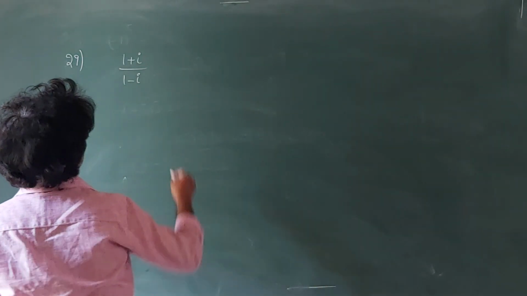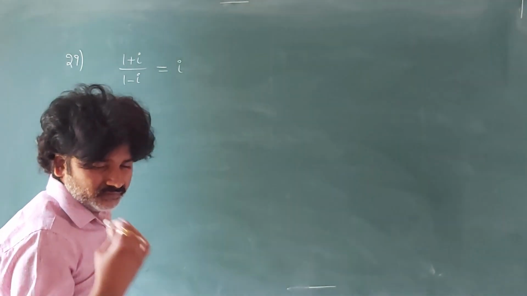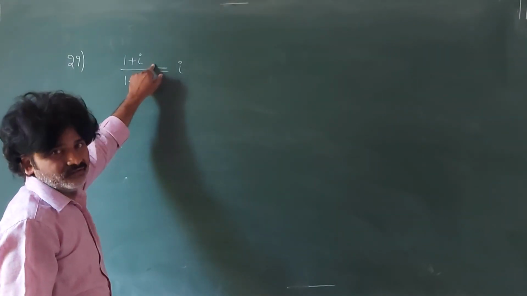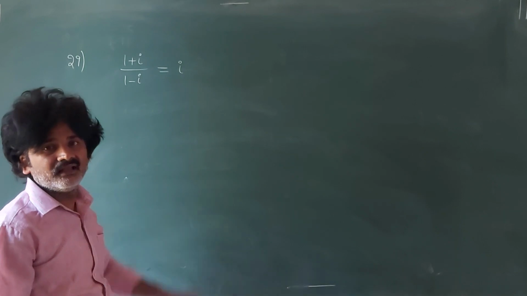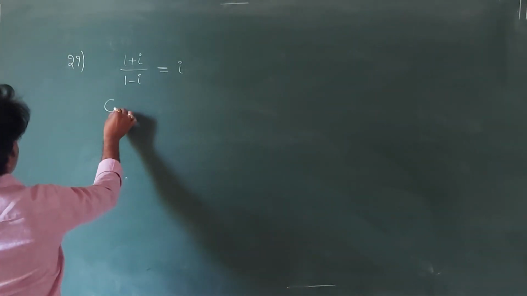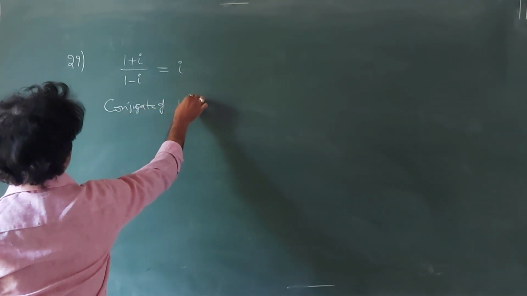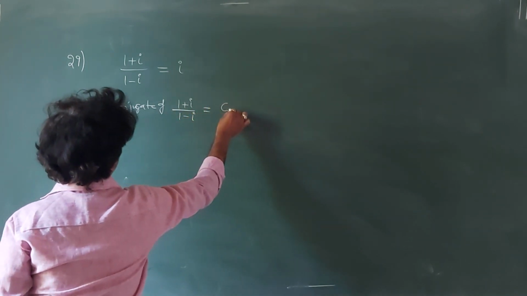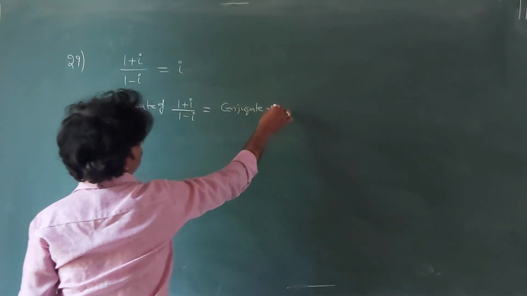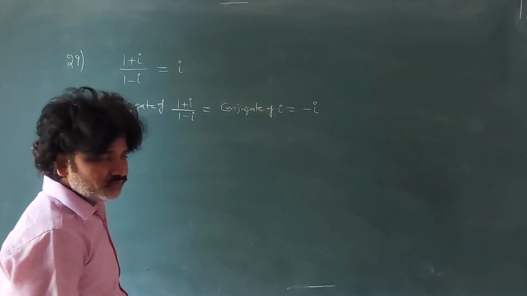In simple format, how can you write 1 plus I by 1 minus I? Simply nothing but I. In the first class I gave this one. If you multiply and divide with 1 plus I and simplify, you simply get this as I. So this is the given complex number. Now the conjugate of 1 plus I by 1 minus I is the conjugate of I. What is the conjugate of plus I? Minus I.